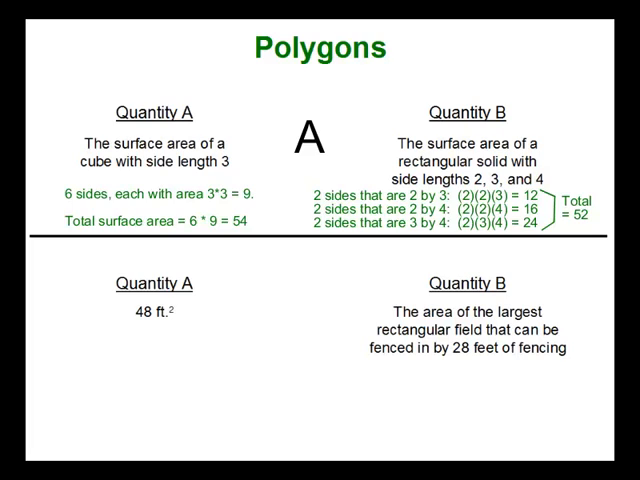In the cube, you can think about each of the sides. They're all the same, right? So each side has an area of 3 by 3, 9.